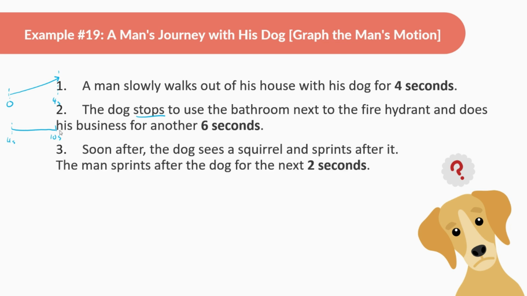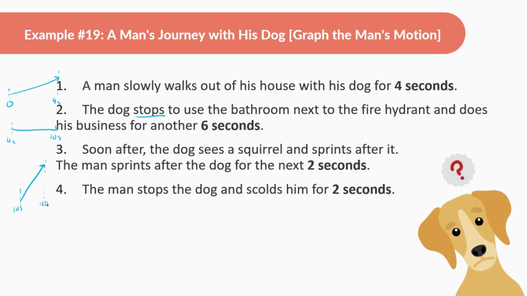Soon after, the dog sees a squirrel and sprints after it. The man sprints after the dog for the next 2 seconds. Okay, so it's a sprint for 2 seconds. So I'm going to do something very steep like this. And then this again starts at the 10-second mark and ends at the 12-second mark. The man stops the dog and scolds him for 2 seconds. Sorry, I didn't do this best, but yes, it should be a flat line from 12 seconds to 14 seconds.